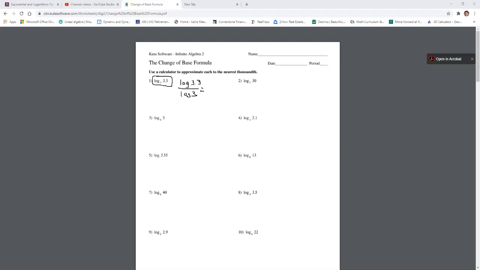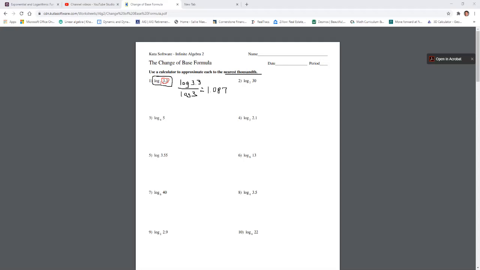And it looks to me like that's going to be, it says to round to the nearest thousandth, so that's going to be 3 decimal places. So I'm going to say 1.087. Now, where did that come from? You may have already figured it out. Basically, the numerator is the log of 3.3 because our domain value here is 3.3, and then we divide by the log of the base, and the base is base 3.